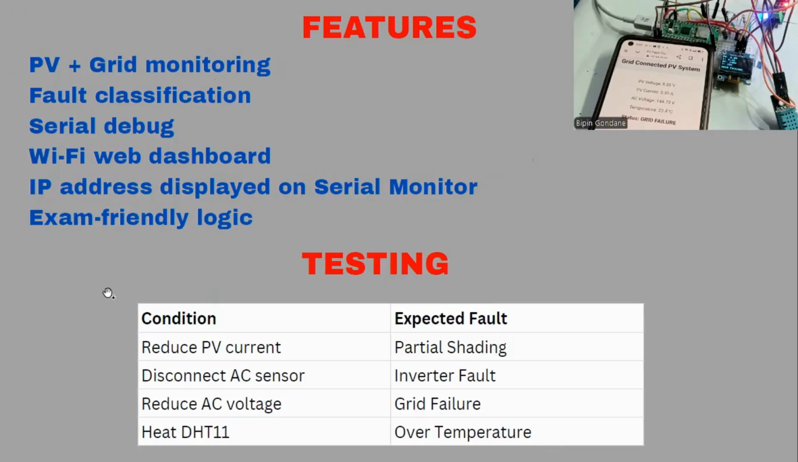One more thing, when we see the testing part here: reduce PV current, partial shading. That is, if the current is reduced, it will show that the fault is expected due to partial shading. Disconnect AC sensor, inverter fault. Grid failure, reduce AC voltage. As we have seen here, AC voltage is reduced, so it is showing grid failure over here. Over temperature and all that I will show you in this.